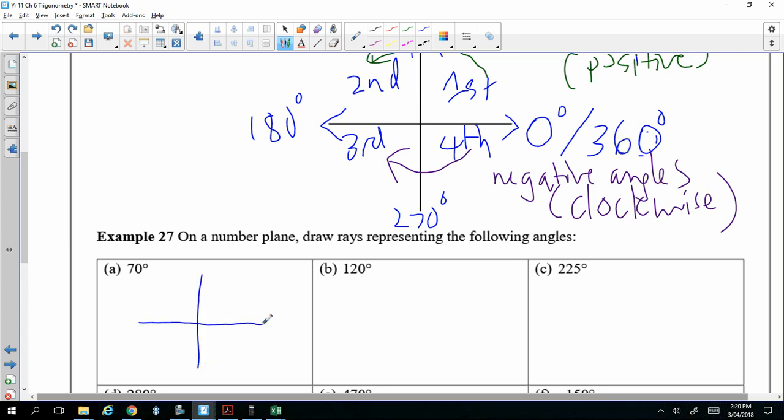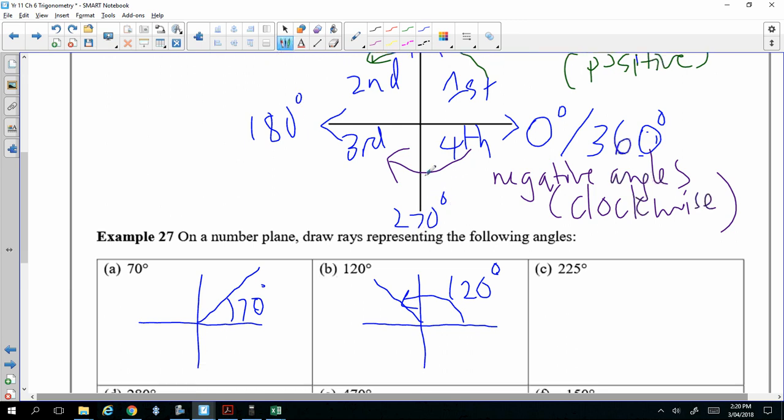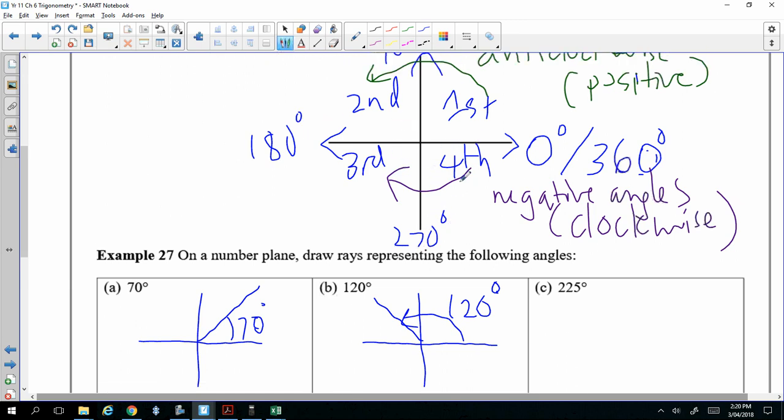120 degrees will be in the second quadrant. So just go like this, 120 degrees. All right, nothing spectacular. It's very easy. You just have to remember the boundary angles: 0, 90, 180, 270. So that will tell you which quadrant the angle belongs to. Well, you go clockwise.